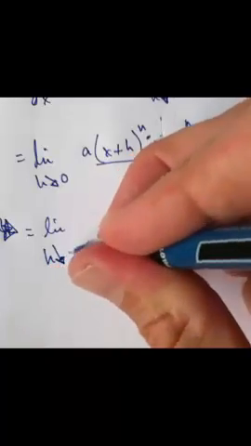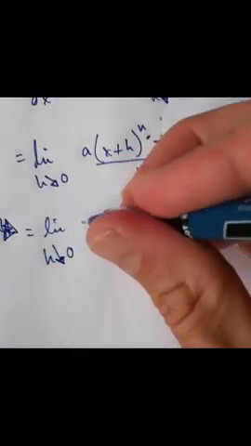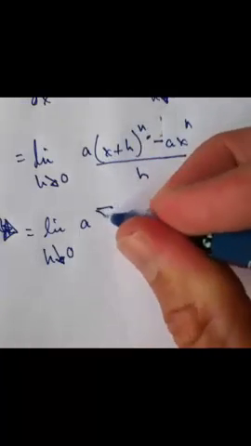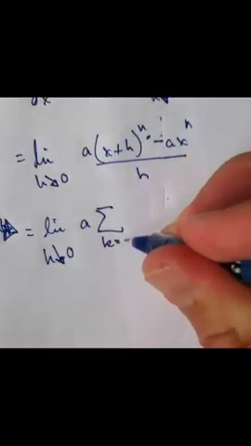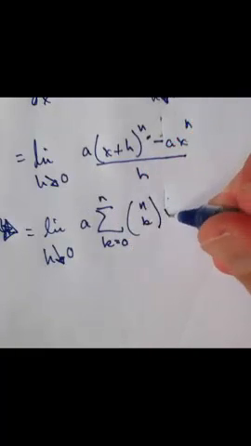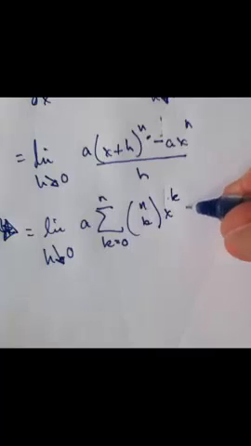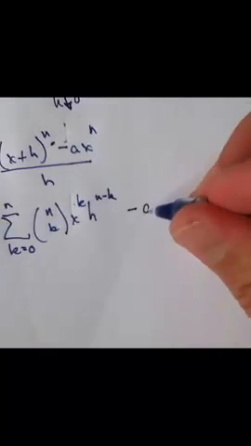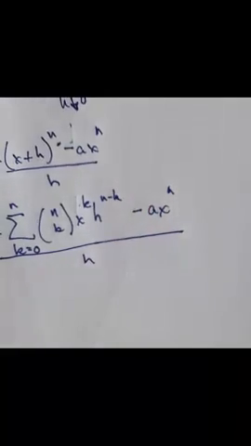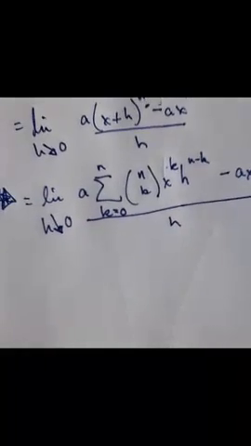The limit as h goes to 0 of, I'm going to expand this in a sum, k goes from 0 up to n, n choose k, x to the k and h to the n minus k, and then minus ax to the n, all over h.